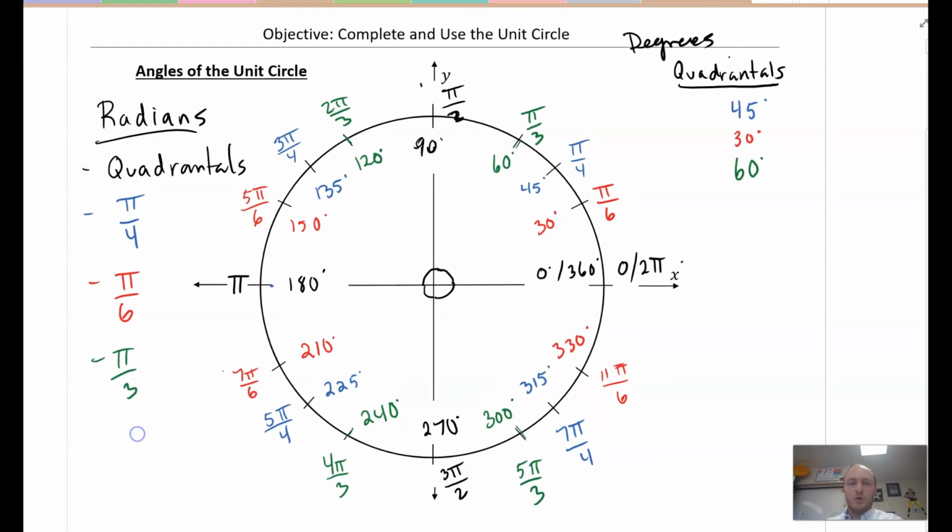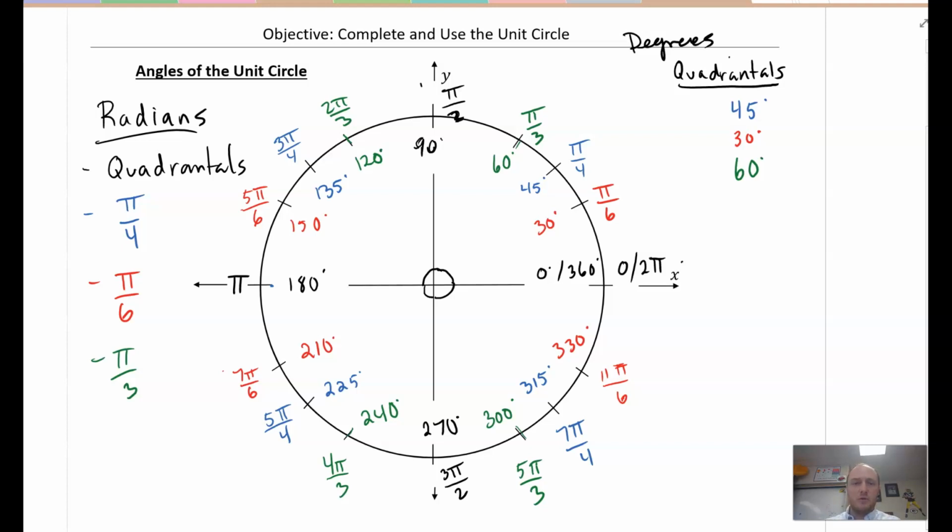All right. So there is your unit circle. That's the unit circle. Again, what's the radius? It's 1. It's made up of quadrantals. Those are angles that end on the quadrants. We have 3 main angles. Those 3 main angles are the 30, 45, and 60 degree angles. And in radians, that's pi over 6, pi over 4, and pi over 3.